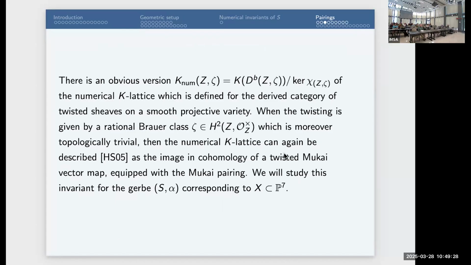There's an obvious twisted version. The derived category of twisted sheaves on a variety, and the twist is given by a Brauer class alpha, which is topologically trivial, because H is 0. So the numerical K lattice can again be described, following Huybrechts and Stellari, as the image in cohomology of the twisted Mukai vector map, with the Mukai pairing. And so what we're going to study is this invariant for our particular geometry.